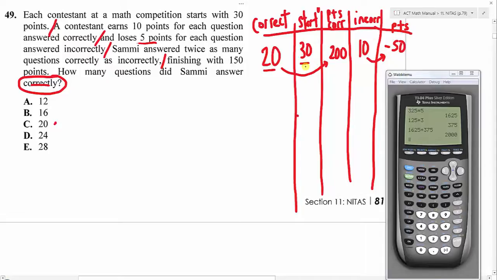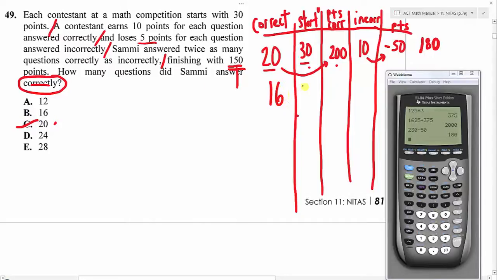So let's go ahead and tally these up and check the final piece of information, which is that he needs to finish with 150. So he's got 200 points here, 30 points to start. So that's 230 minus the 50. 230 minus the 50 is going to be 180. So he finishes with 180, which is not what we need. We needed 150. So what we are going to do is go down. We want to go down because we got something too big. We got this 180, we needed 150, so let's go down to answer choice B, which is 16.